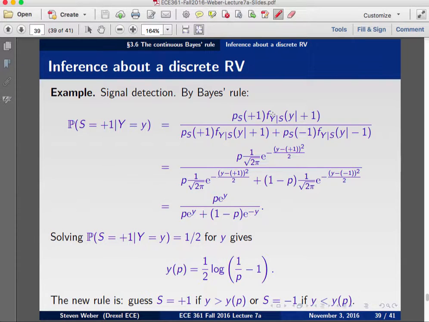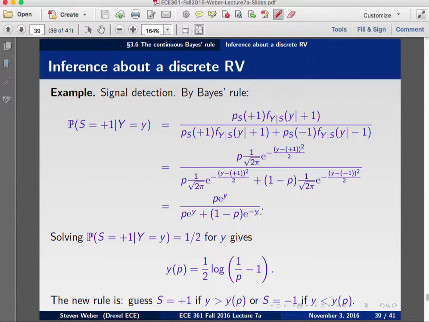And moreover, we know the conditional distribution of y given the signal. In particular, given the signal is plus 1, the density is the normal distribution with unit variance and the mean at plus 1. And that's the same expression down here. And now over here, which is the conditional probability density for y given s equals -1, we have y minus -1. So some of these terms will cancel out, and you end up with a simpler expression, namely p times e to the y over p times e to the y plus 1 minus p times e to the minus y.